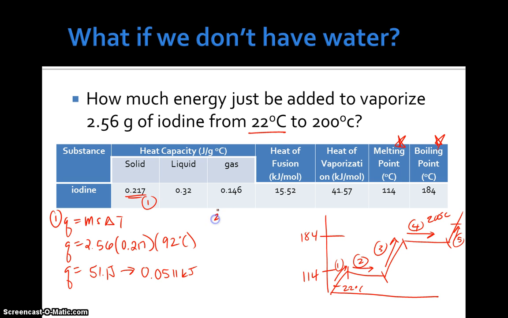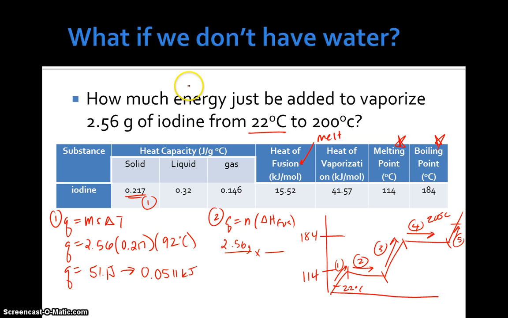In step number 2, we're on a flat part, so we're going to do Q equals n times one of these numbers. Because we're melting, that means we're fusing. So we're going to use this number first, and because we're going up, we use it as a positive number. Q equals n times delta H fusion. First we have to figure out how many moles this is, so we need to divide by the molar mass. We've got 2.56 grams of iodine, and iodine's molar mass is 126.90.